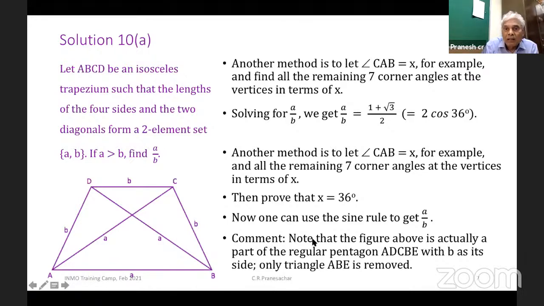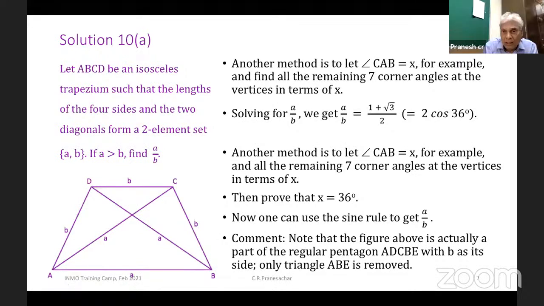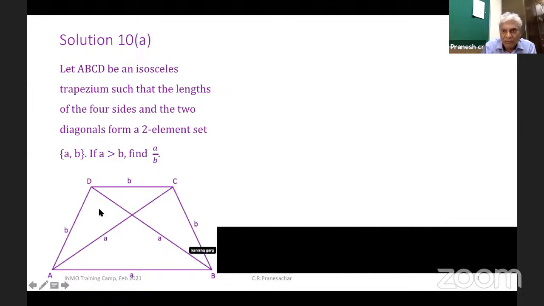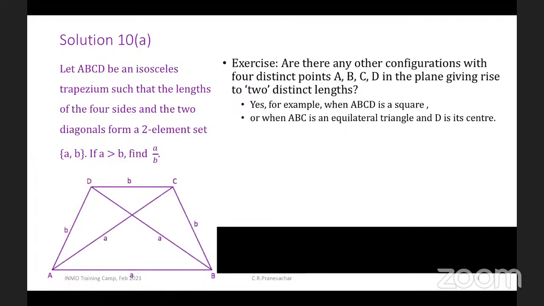Okay. Now there is a comment. Right. Now note that this figure is actually part of the regular pentagon ADCBE, where E is not there, with the triangle ABE removed. So if you draw a regular pentagon ADCBE and remove the lines EA and EB, you will get this trapezium.